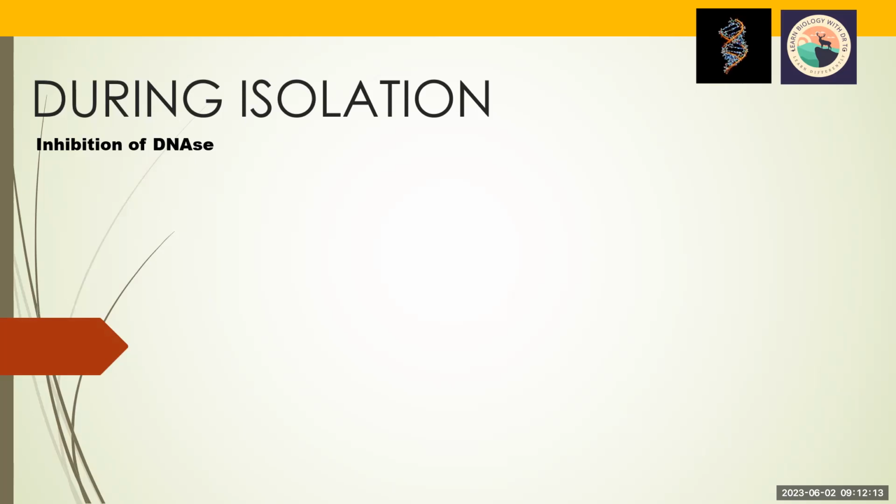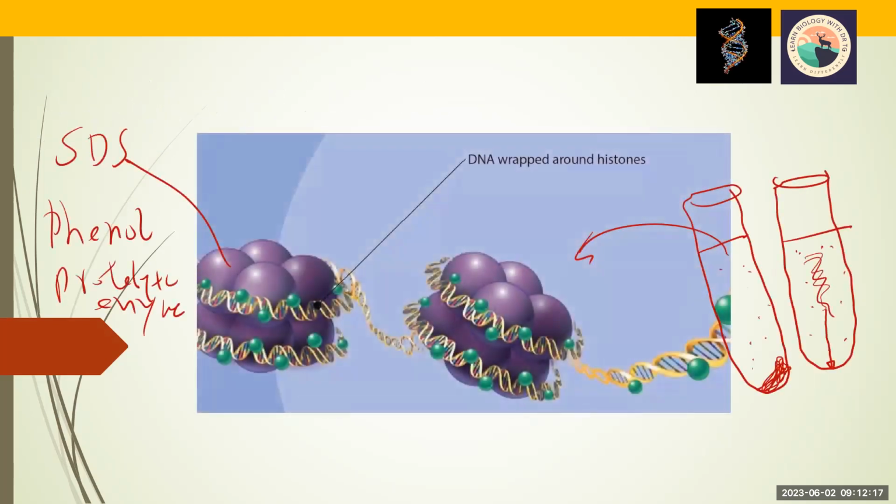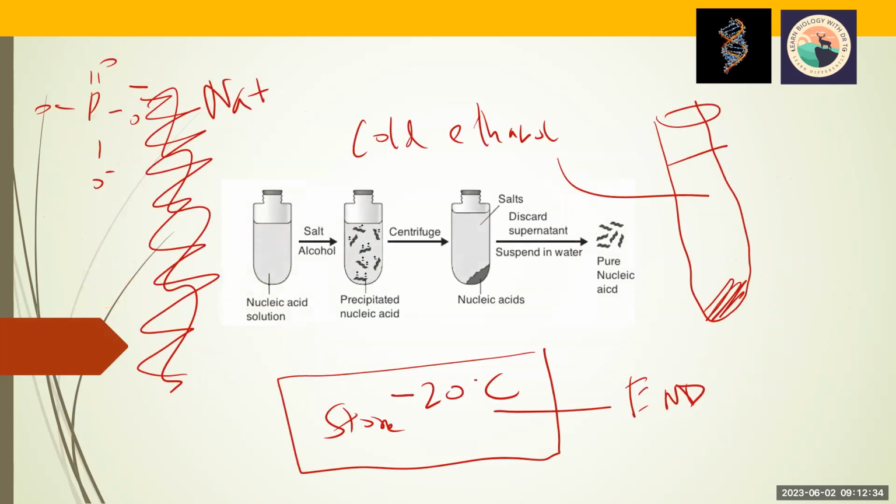So we have to add inhibitors for DNases. And then once we get the DNA out, we have to remove the protein like histones to purify, as a step of the purification process. So we can use certain detergents like SDS, phenol, and proteolytic enzymes. Then after that, we can precipitate the DNA, and we can wash the DNA several times to get the pure DNA.